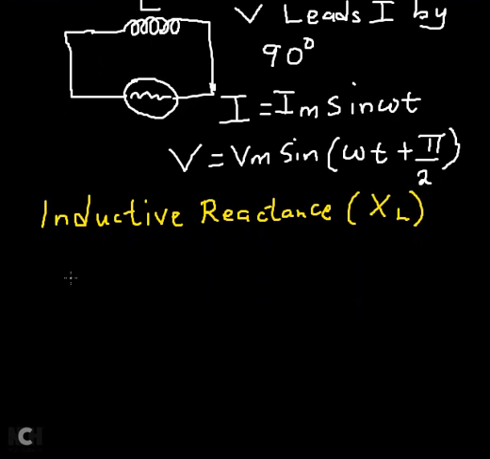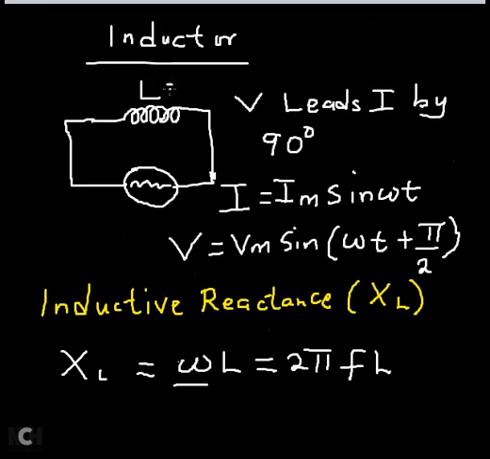Now, inductive reactance is given by the formula... not 1 all over, please pardon me. It's not a reciprocal. Inductive reactance is given as omega L. Since we already know that omega is 2 pi f, that simply means that inductive reactance is going to be equal to 2 pi fL. So let's see a situation where the inductance here is 20 millihenry.